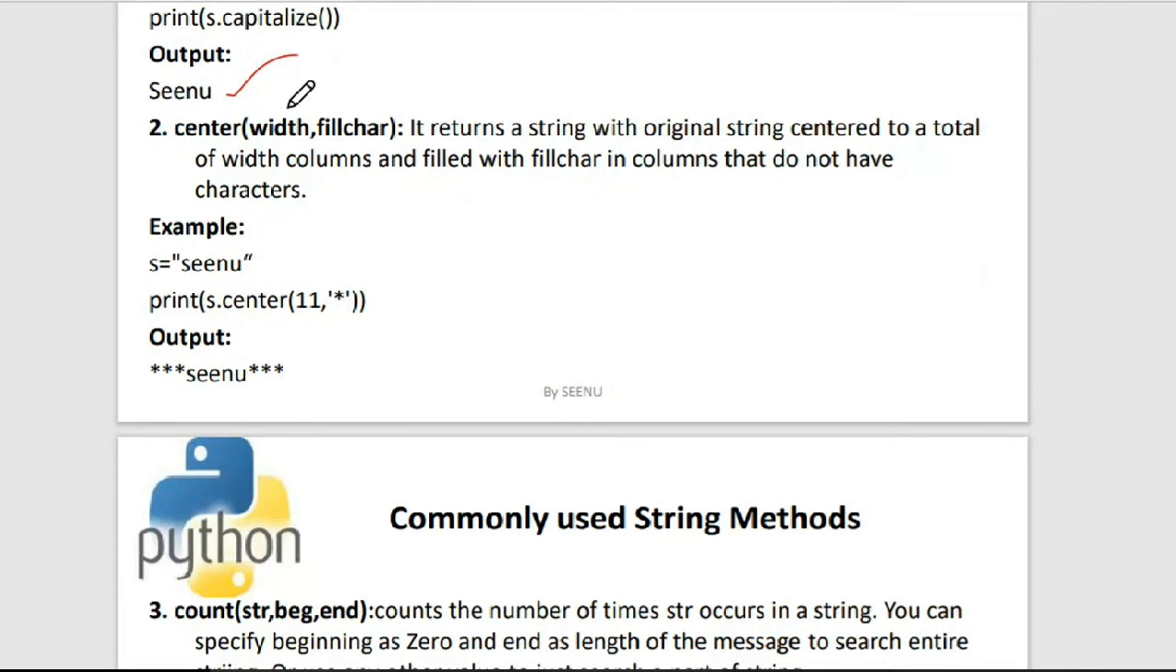Okay. So what happens is you can just look into this. It returns a string with the original string centered to a total of width columns and filled with the fill character in columns that do not have characters. So I have given a string, s is equal to cnu. Then I have used this method. I call this method on this particular object, which is s. So I said s.center and I said 11. What is 11? 11 is the number of characters. Just look into the output.